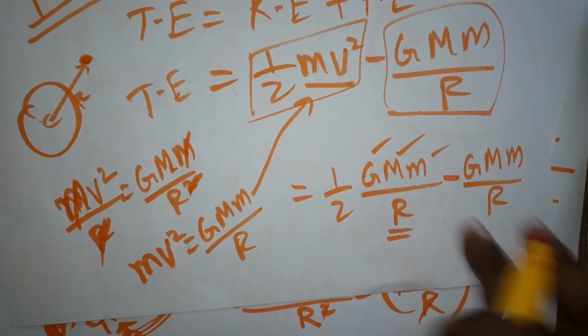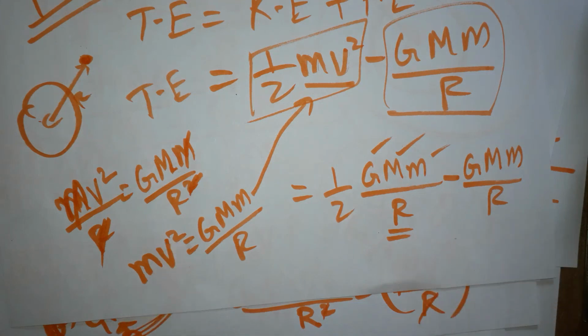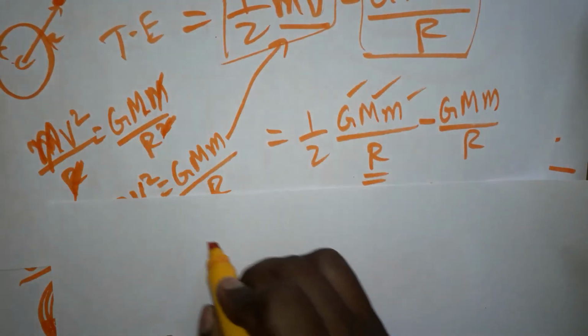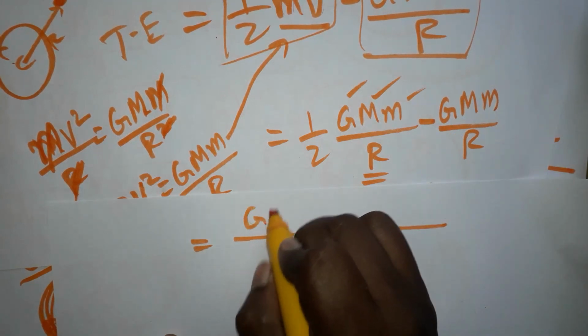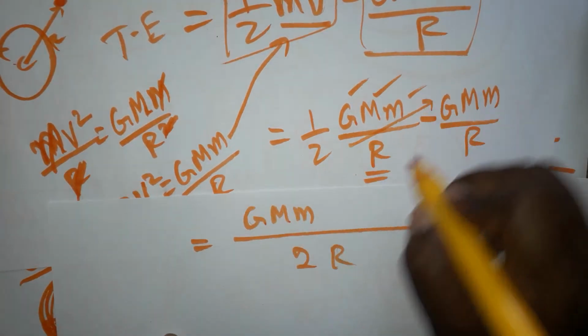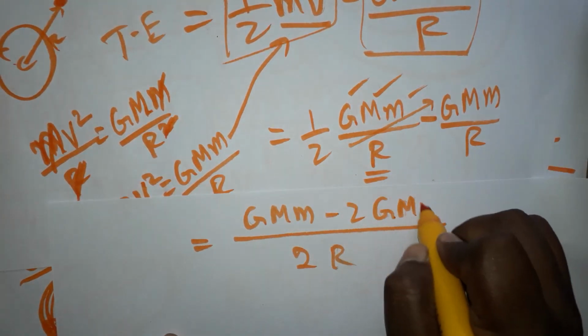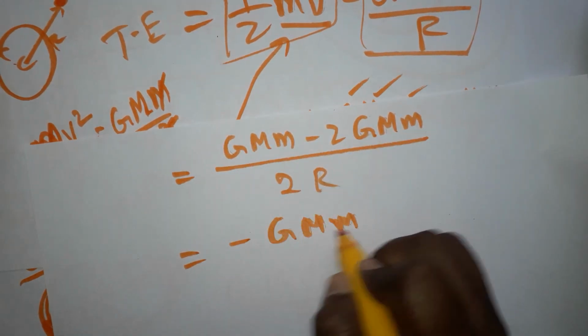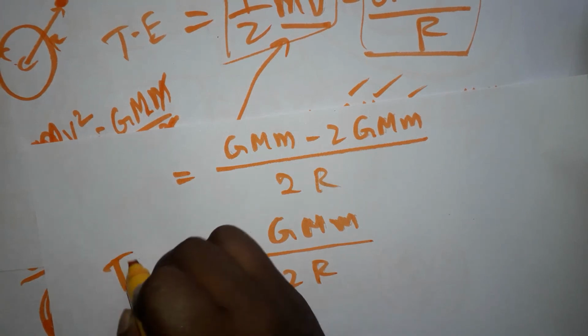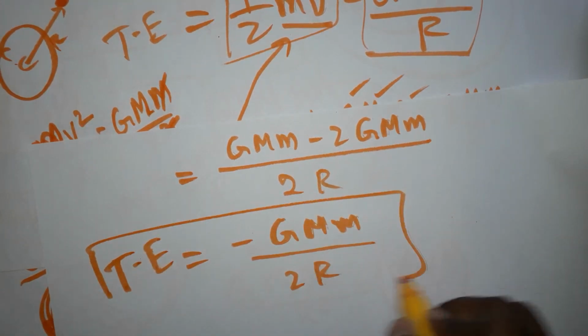Now we are going to simplify the same equation. See how I simplify. The common LCM denominator is 2r. Doing the cross multiplication, GMm minus 2 times GMm, we get minus GMm divided by 2r as the total energy required for the satellite.